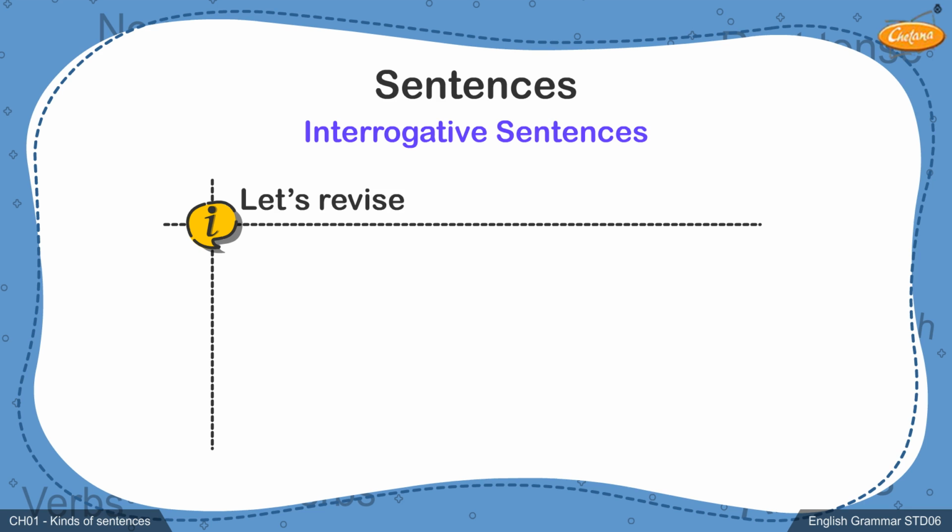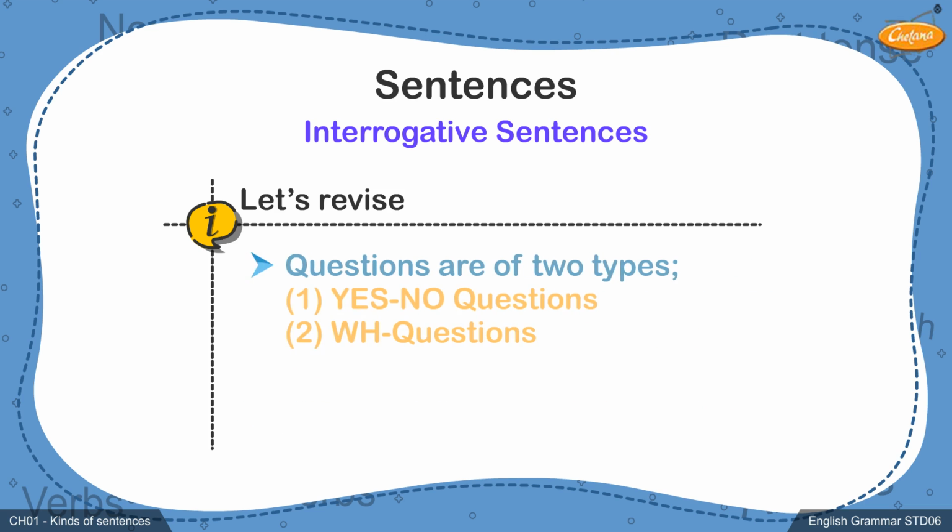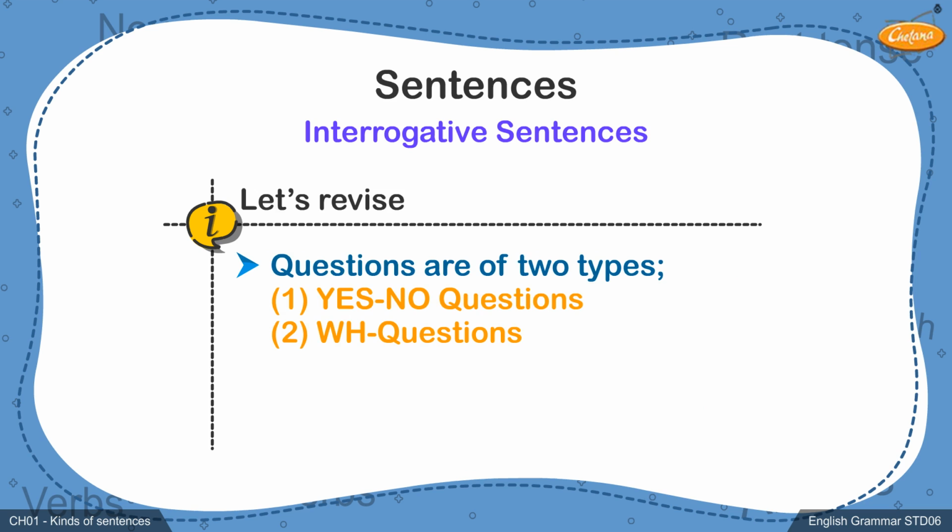Time to go over the concept of interrogative sentences. Sentences that seek some kind of information or an answer of some kind are called interrogative sentences. They end with a question mark. Questions are of two types: yes-no questions, WH questions.